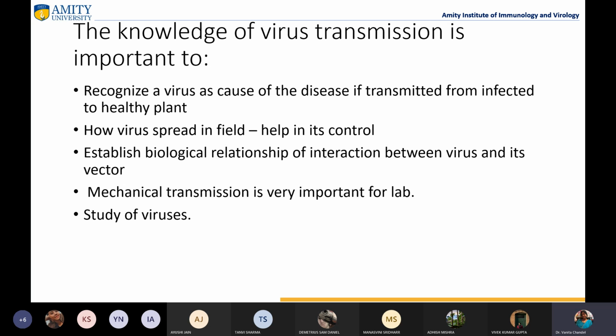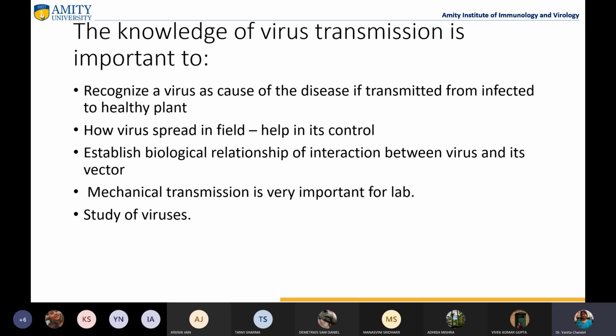And mechanical transmission is again, see, if I want to culture a bacterium, I'll take nutrient agar media, put the starting material directly, maybe inoculate by streaking or any other spreading method, right? That is how I can maintain it. But viruses are obligate parasites, so we cannot do that. We need to mechanically transmit the viruses to a live host plant, right?